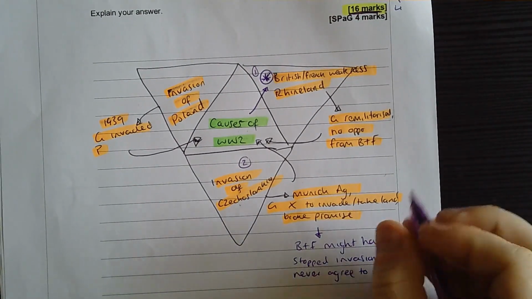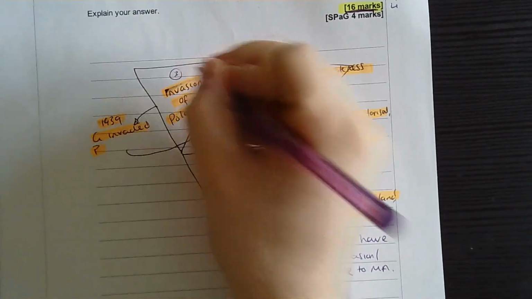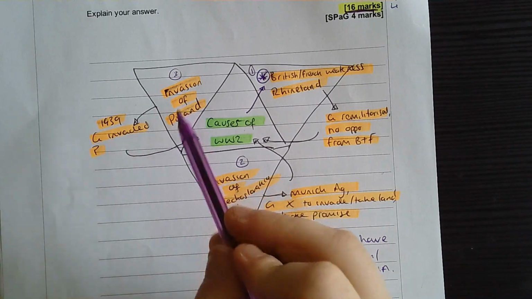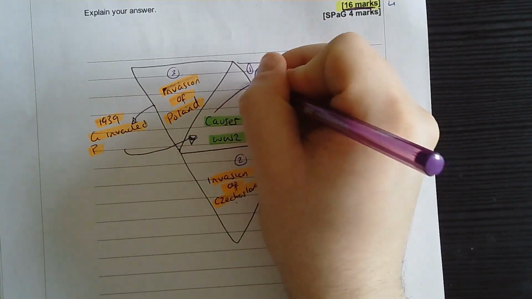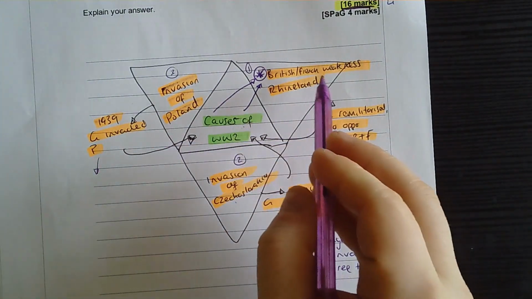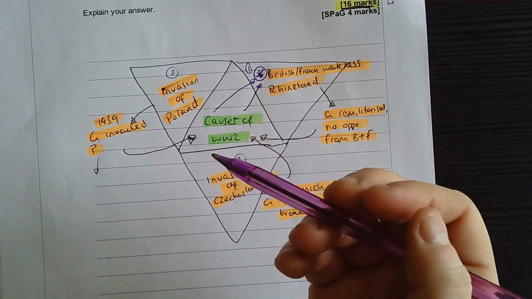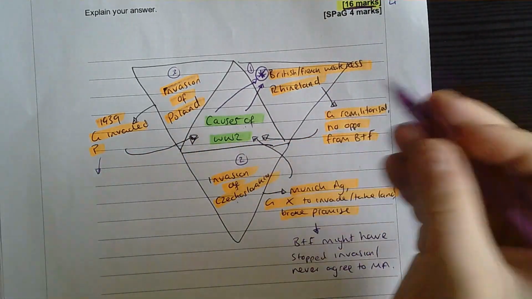Okay? And you do exactly the same with your last paragraph. Okay? So, talk about the invasion of Poland, how it caused World War II, and then you do an arrow to your answer. So, how does British and French weakness mean that the invasion of Poland went ahead, that it caused World War II? So what would have happened if Britain and France hadn't been weak?